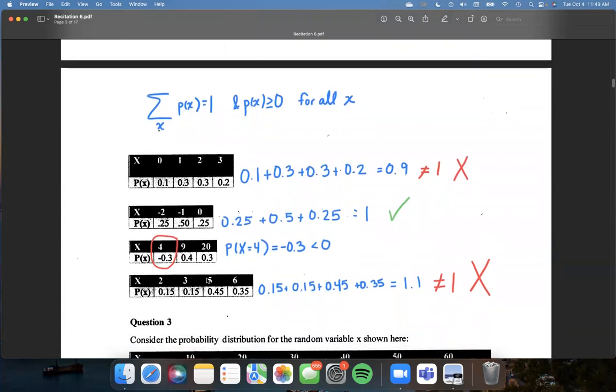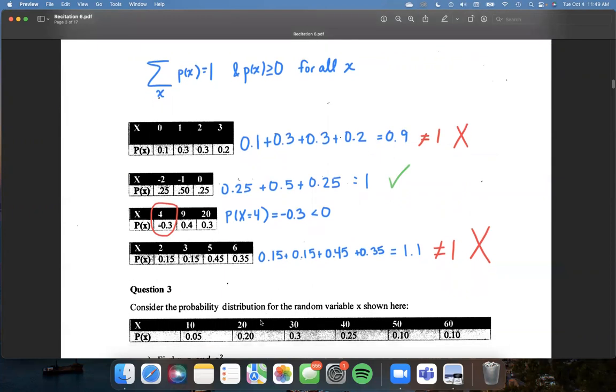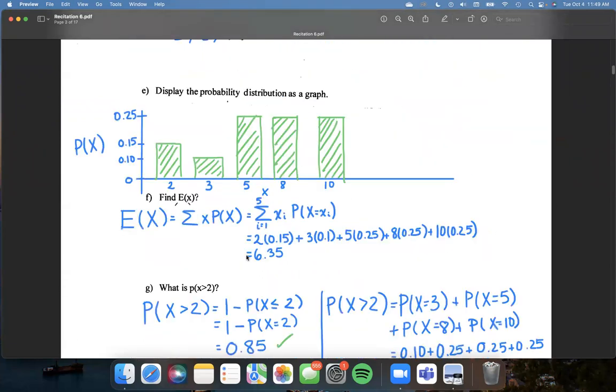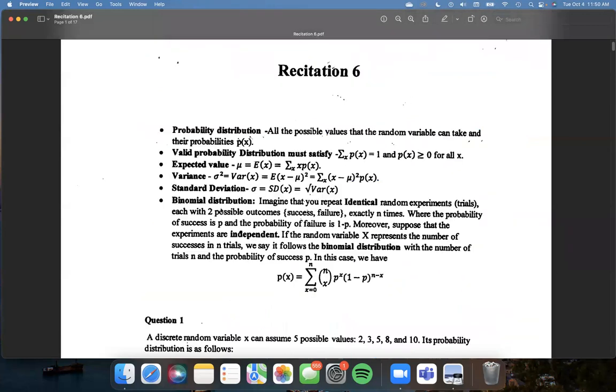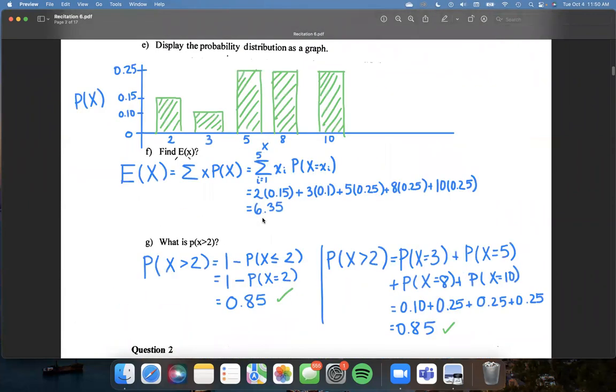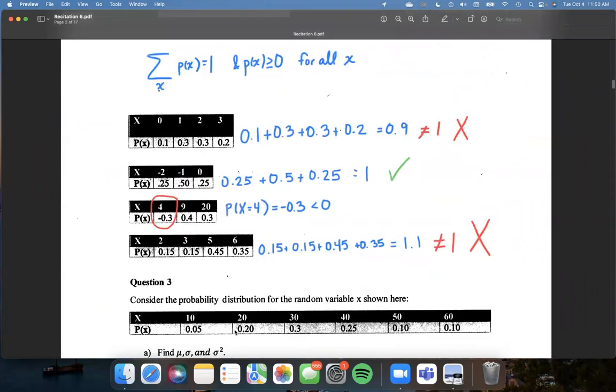Now on to question 3. Consider the probability distribution for the random variable x shown here. So we have the probability of x equals 10 is 0.05, and so on and so forth. And now we want to find mu, sigma, and sigma squared. Remember, in case you forget, we have those definitions here. So mu is the expected value, variance is sigma squared, and standard deviation is sigma. So we want to find those three values for this probability distribution.